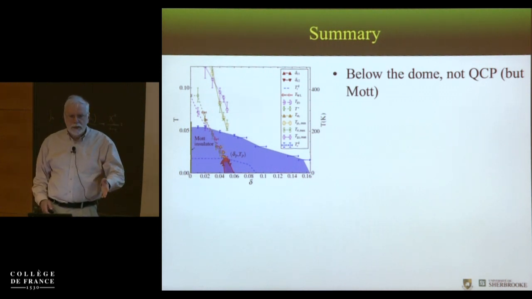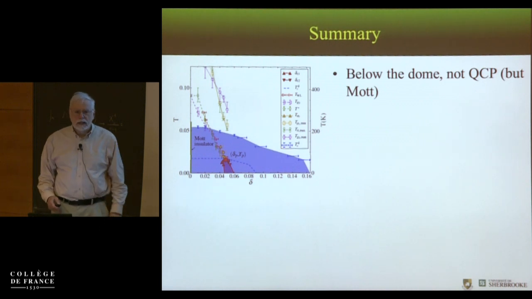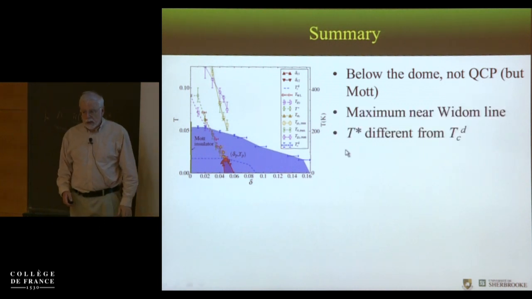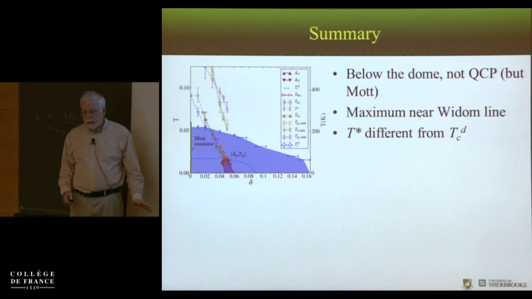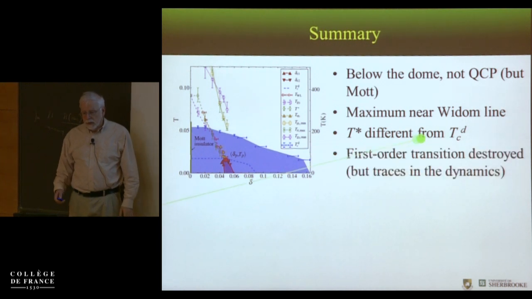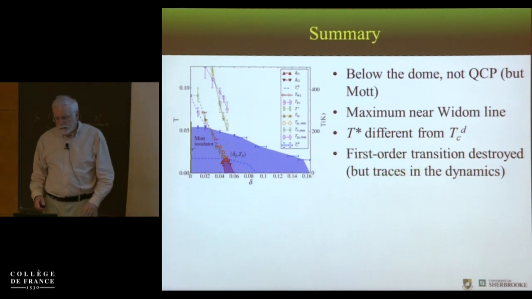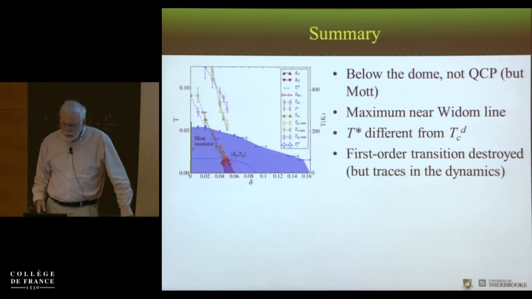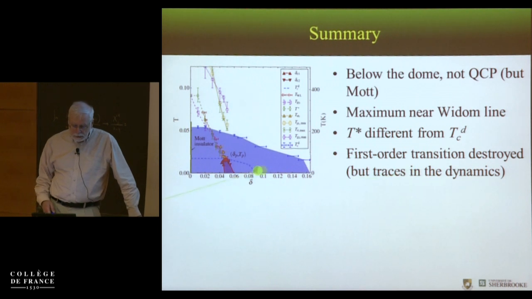So does it eventually become a quantum critical point? I don't know. The maximum is near the Widom line. T star is different from this sort of mean field TC. So definitely the pseudogap is different from local pairs, and this was also demonstrated in experiments by Henri Alloul on the effect of disorder that is completely different on superconductivity and on the pseudogap.